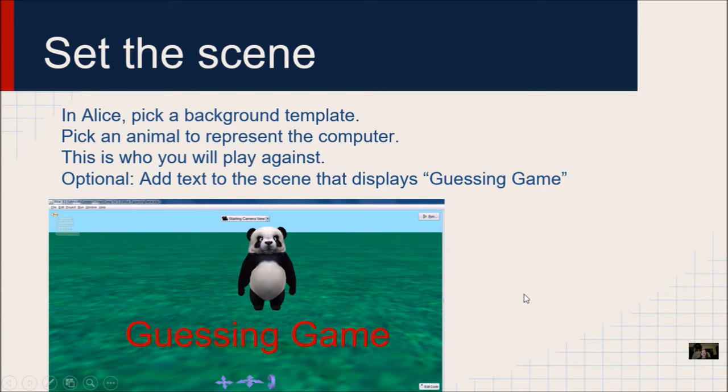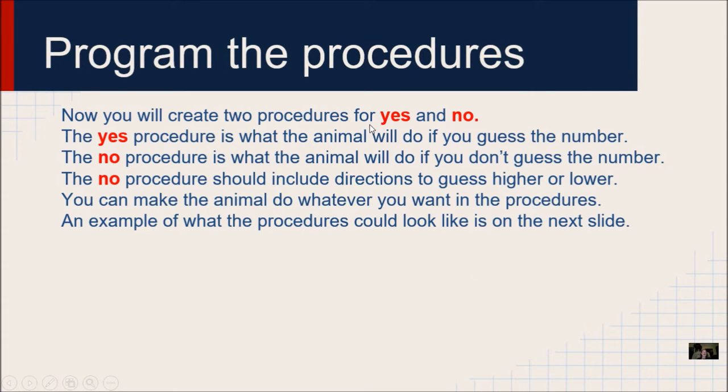You're going to start this program from scratch. You get to pick your own template, what kind of background you want, what kind of animal you want, and you can even add some text that says guessing game. So when you're ready, you're going to get into Alice and set up your own scene. Then we're going to be creating two procedures, one for yes and one for no.